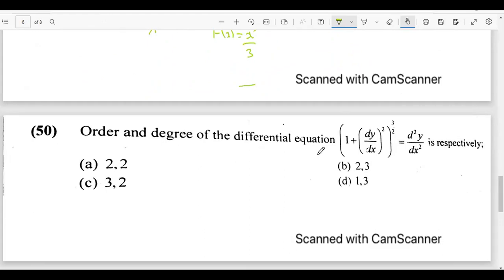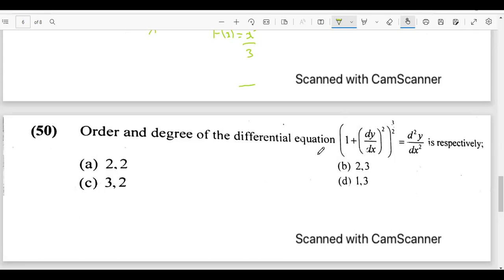Okay. The order and degree of the differential equation is this. What is that? Is equal to d to y respectively. So what do order and degree of the differential equation mean? So what do I have to do?